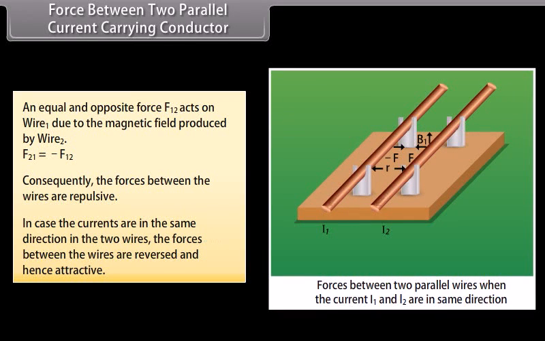In case the currents are in the same direction in the two wires, the forces between the wires are reversed and hence attractive.